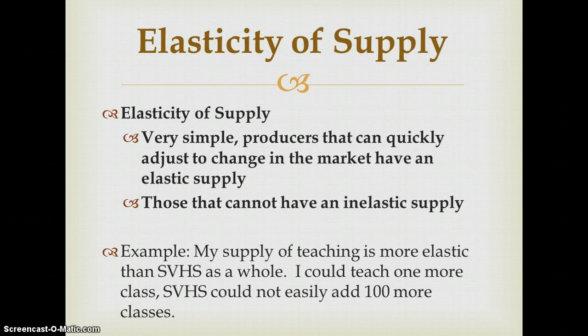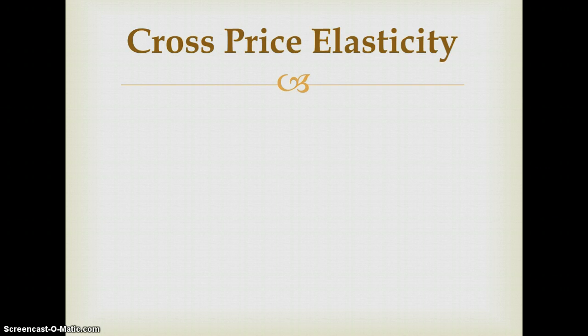Okay, so again, if you can easily adjust supply, then you have an elastic supply curve. If you can't, you have an inelastic supply curve. Okay, one more, and that is the cross price elasticity. One more type to go through.